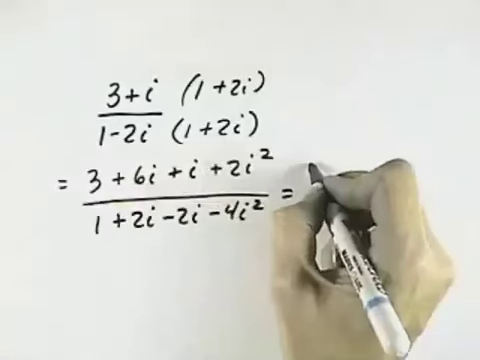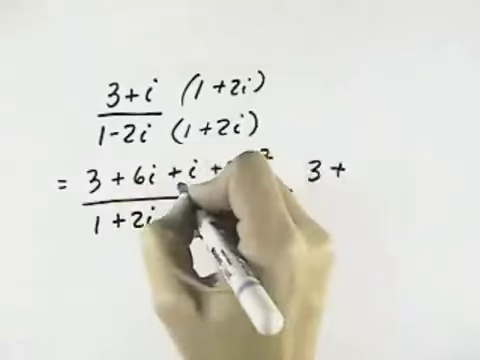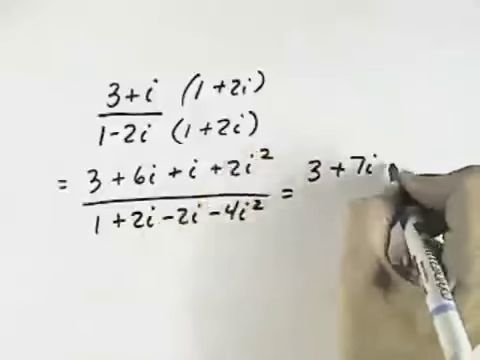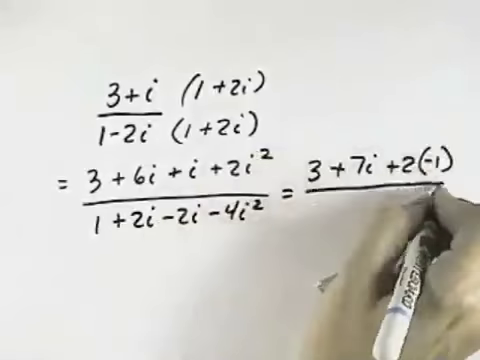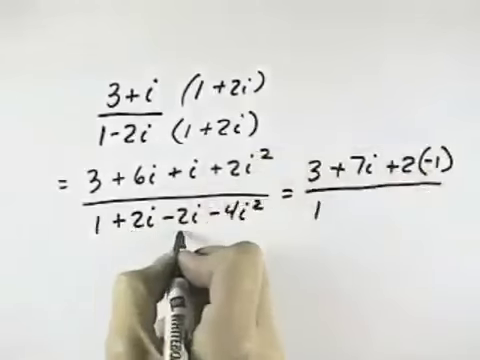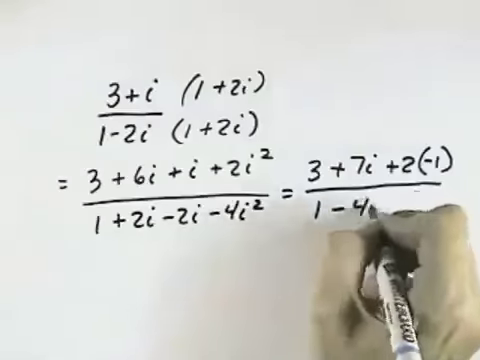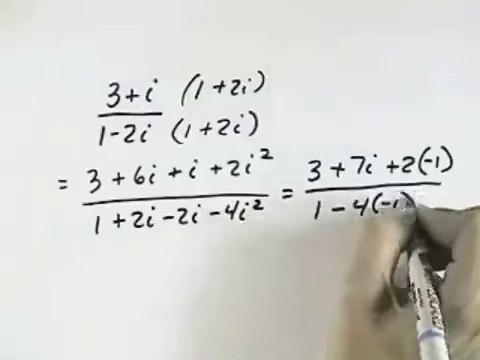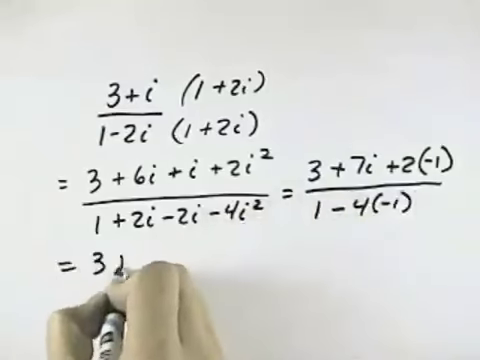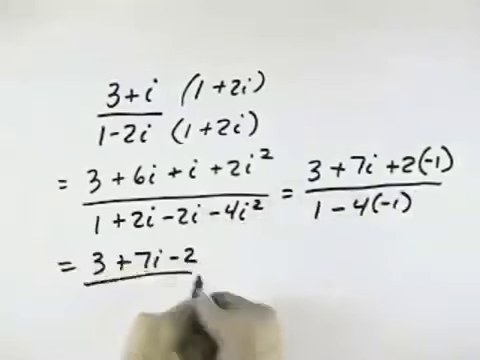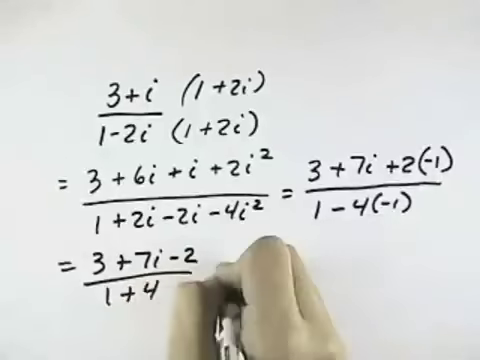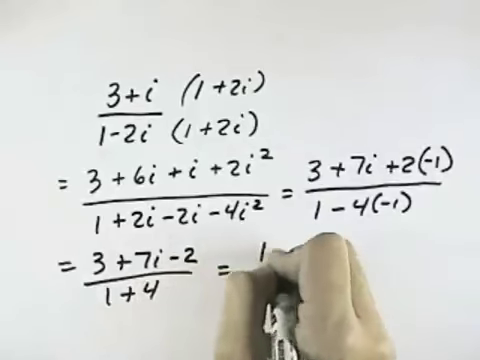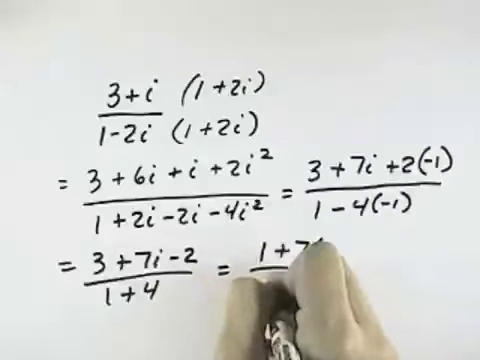So simplifying, we've got 3 plus 6i plus 1i is 7i, and then plus 2 times i squared, which is actually a -1. And then in the denominator, the 2i and the negative 2i cancel, so we have 1 minus 4 times, again, i squared is -1. So that gives us 3 plus 7i minus 2 over 1, and then minus 4 times minus 1 is plus 4. So we get 3 minus 2 is 1 plus 7i over 5.